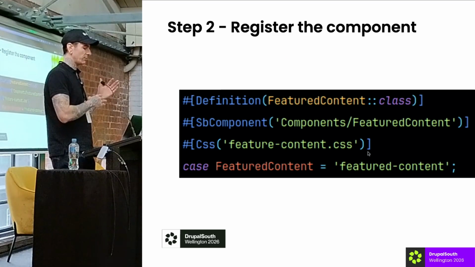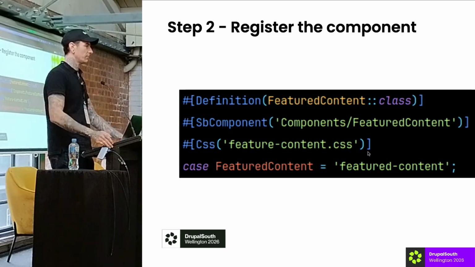So you can think of the enum as sort of the Pinto registry, and that's how Pinto sort of discovers components and things like that.